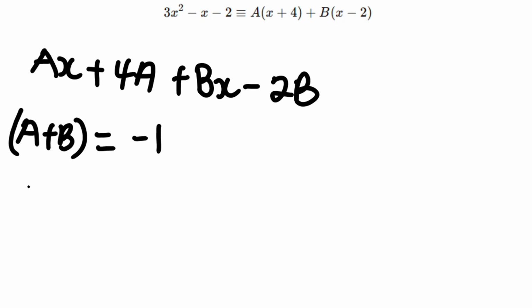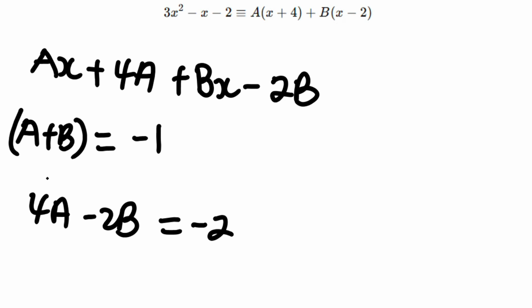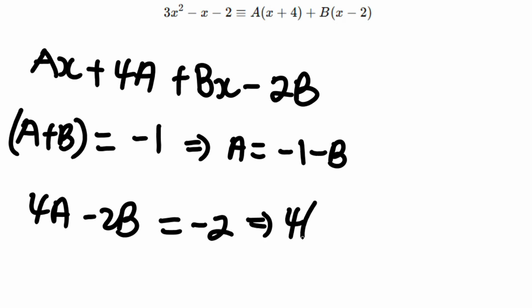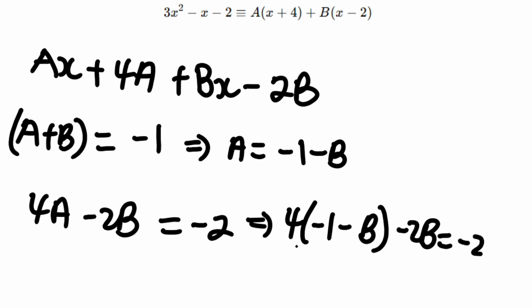And then what else do we have? The constants, right? The constants are 4a minus 2b equals to the constant here, negative 2. So from here we know that a will be equal to negative 1 minus b. So I'll put in the new value of a inside here. I have 4 into bracket negative 1 minus b minus 2b equals to negative 2. So if you do this, we are going to have negative 4 minus 4b minus 2b equals to negative 2.